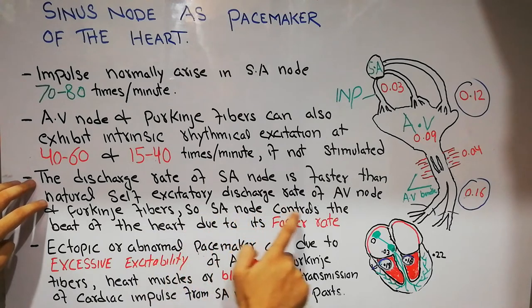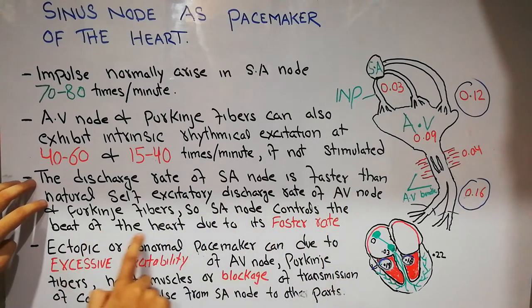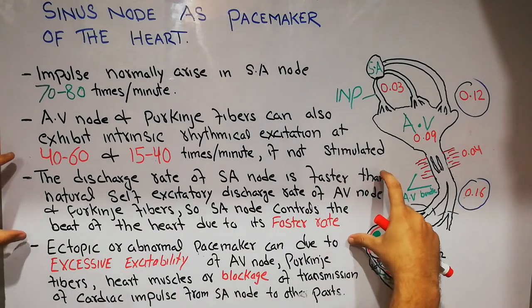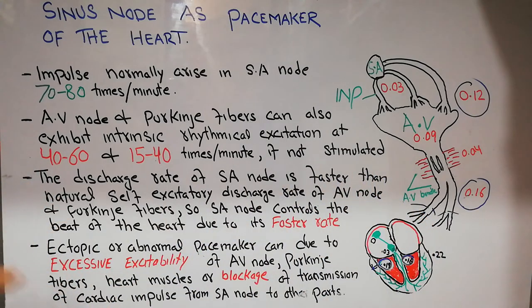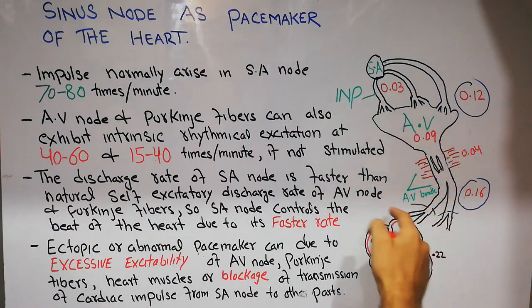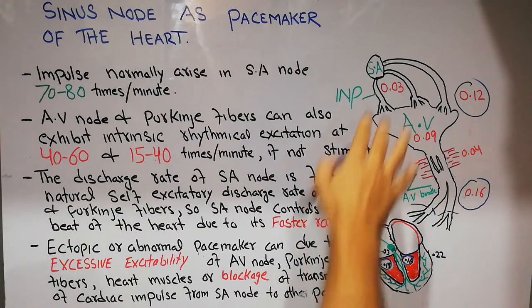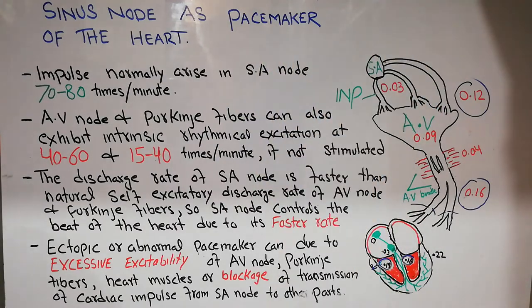So the SA node controls the beat of the heart due to its faster rate. This sentence summarizes the whole mechanism, that is why the sinus node basically acts as the pacemaker. Activity is occurring in the AV node and also in the Purkinje fibers. They are also trying to become the boss, but the SA node will not allow them to become the boss.